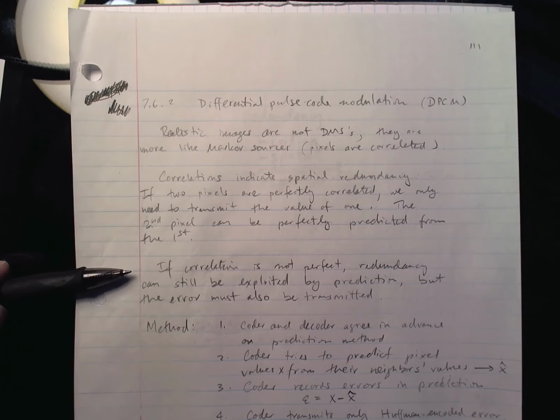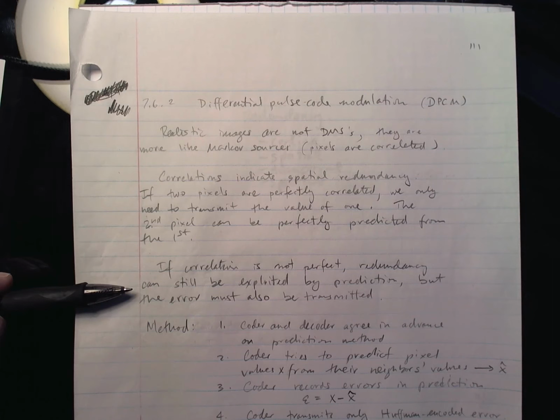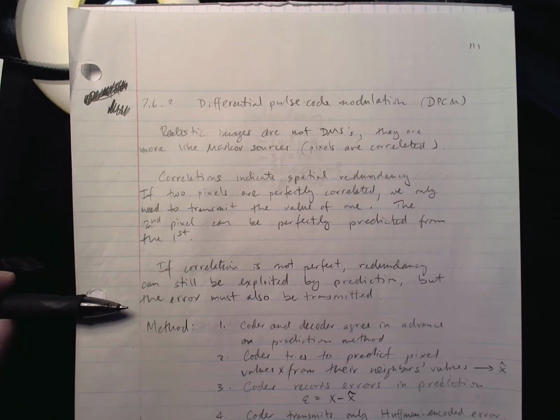Now, if the correlation is not perfect, you still may be able to predict one pixel from the next. But in that case, your predictions won't be perfect, and so the error needs to also be transmitted.